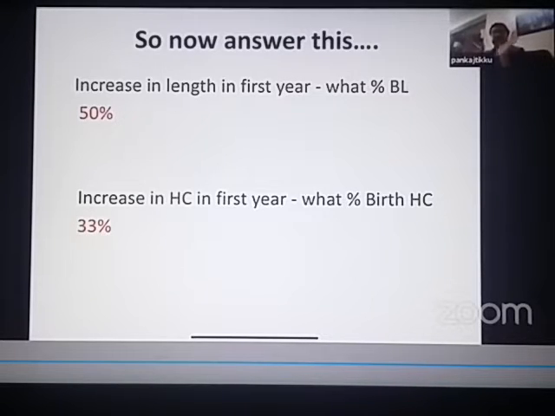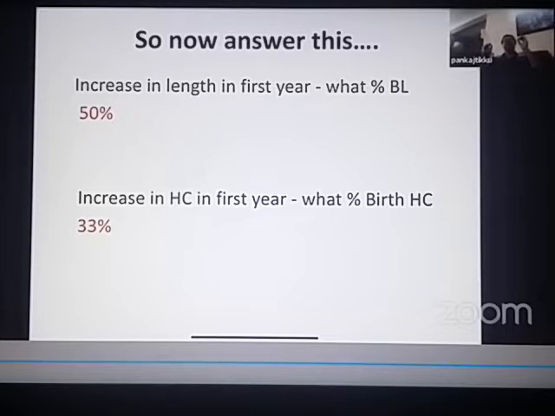So you understood? 50 centimeter length at birth, increase in the first year in the length is 25 centimeters. So increase in length in the first year is 50% of the length at birth. Similarly, what is the head circumference at birth? 35 centimeters. How much head circumference increase in the first year? 12 centimeters. So increase in head circumference in the first year is 33% of the head circumference at birth. So I hope it is now very, very clear to you.